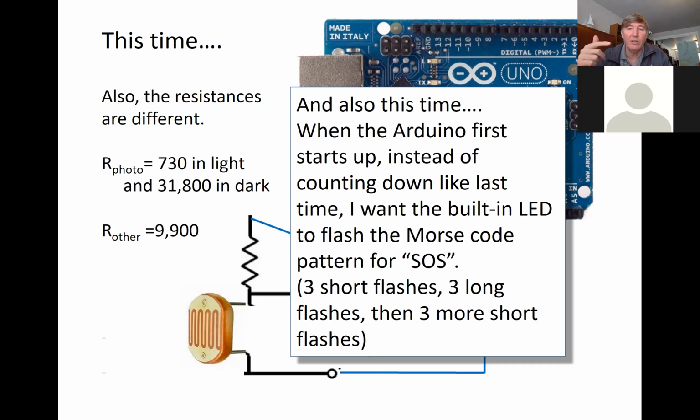That's what the Arduino will do one time and only once when it first powers up. And then as soon as it finishes that, it starts looking for the burglar. If it sees the burglar, it sets off the buzzer for 60 seconds. And if it doesn't see the burglar, then it doesn't.